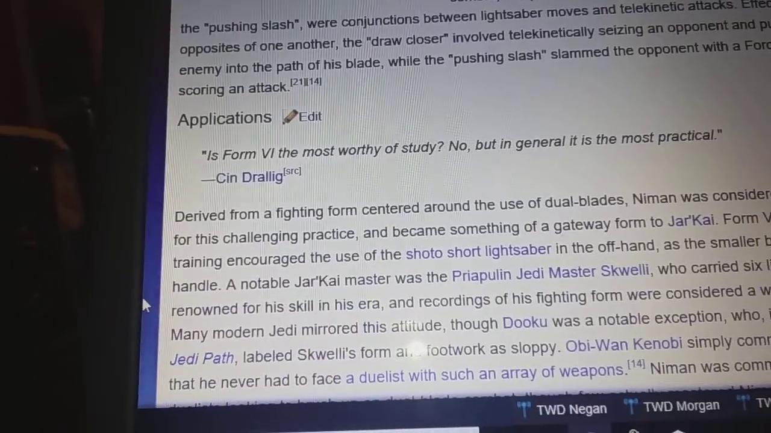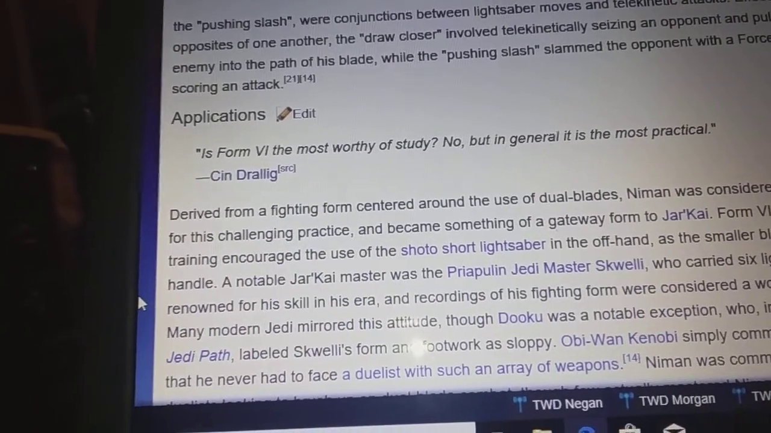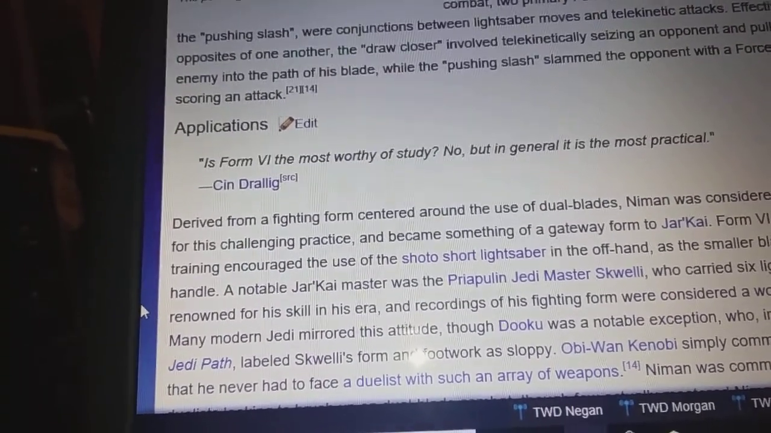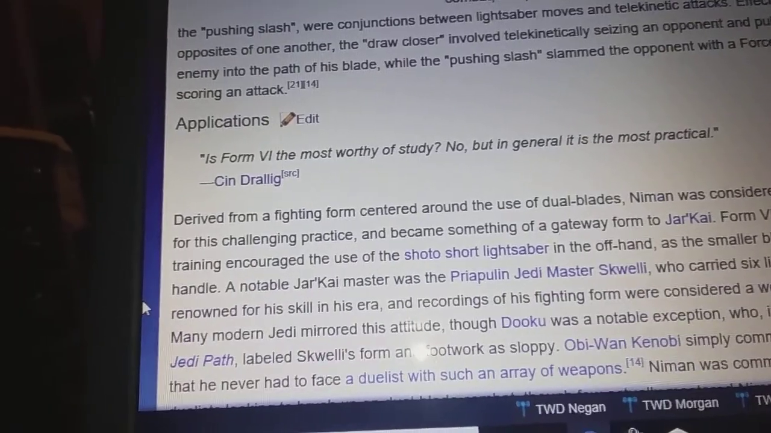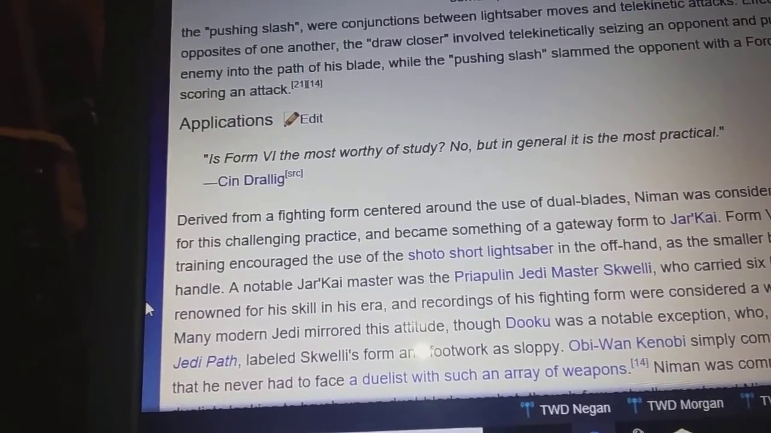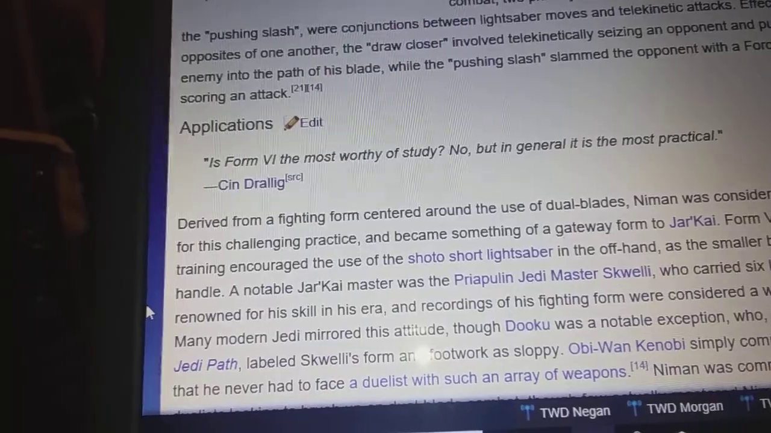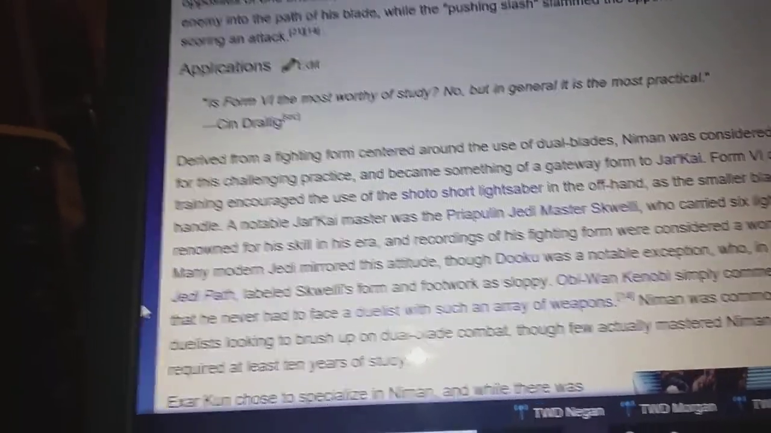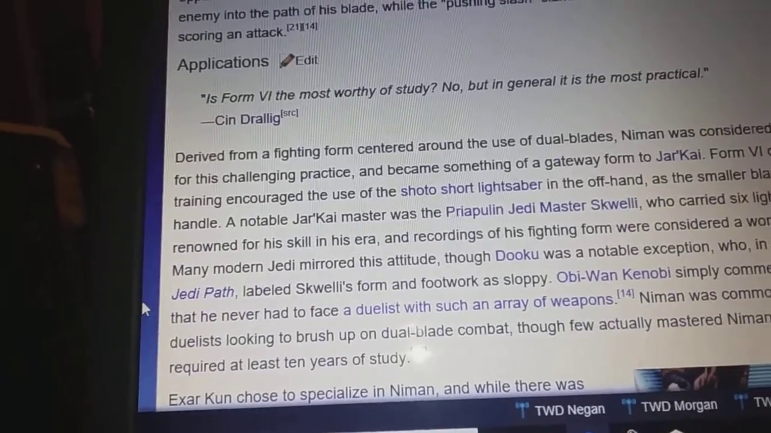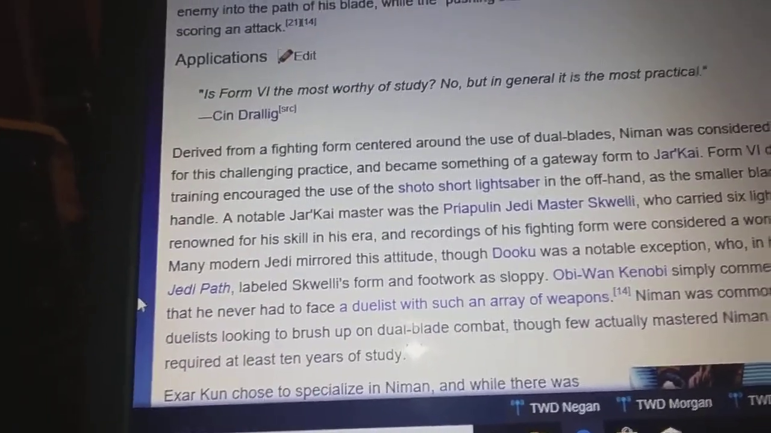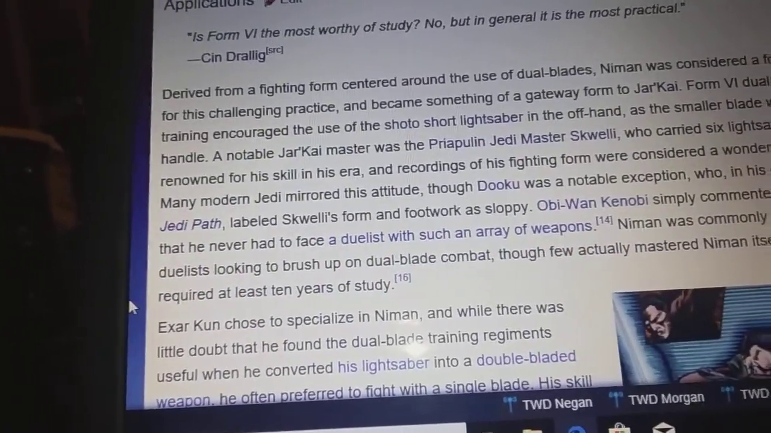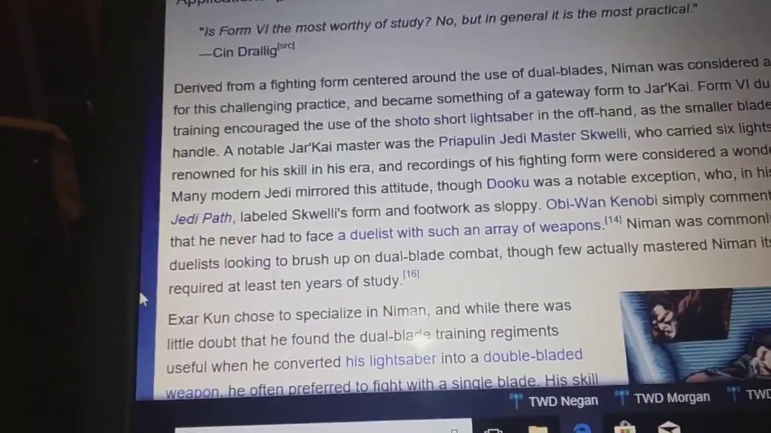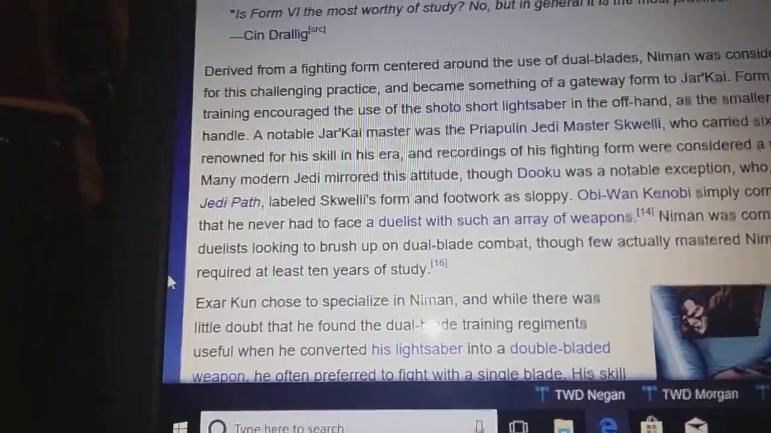Oh, also there was this one guy who had 6 lightsabers. Dooku was all like, his footwork is sloppy and his form is non-existent. And Obi-Wan was all like, oh yeah, I hope I never have to face a guy with this many weapons. Well, don't worry, Obi-Wan, you don't have to face a guy with 6 lightsabers, but maybe you should plan against 4.